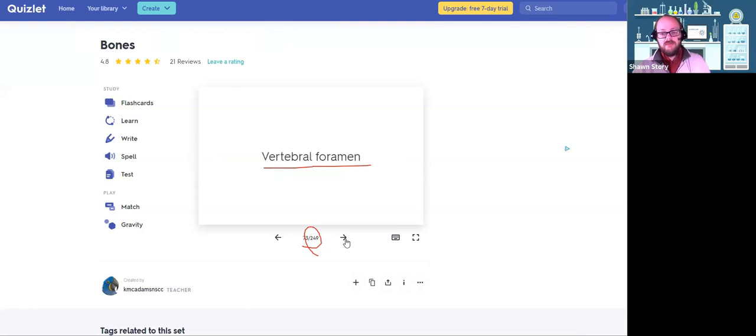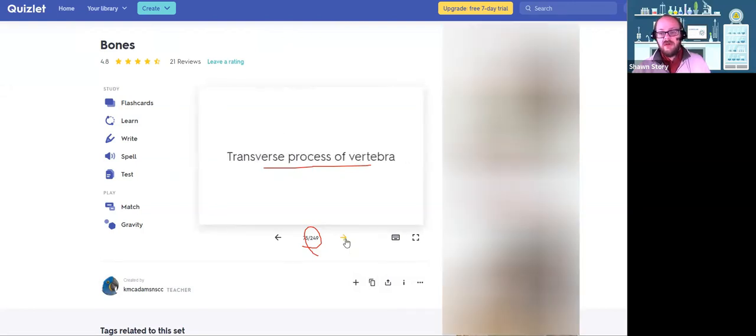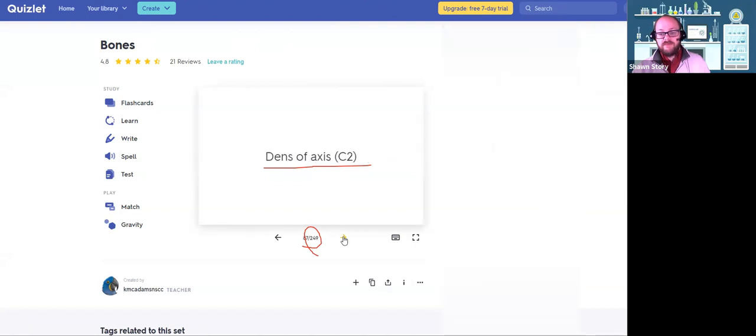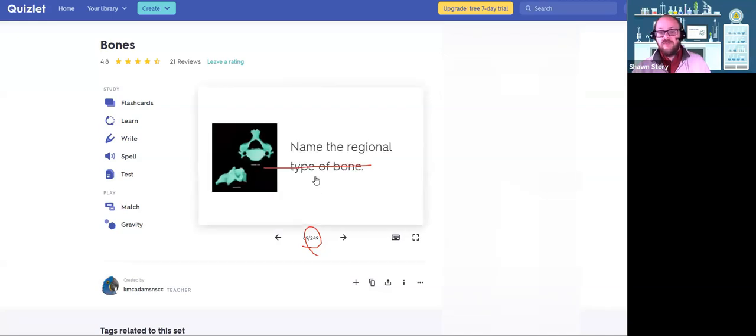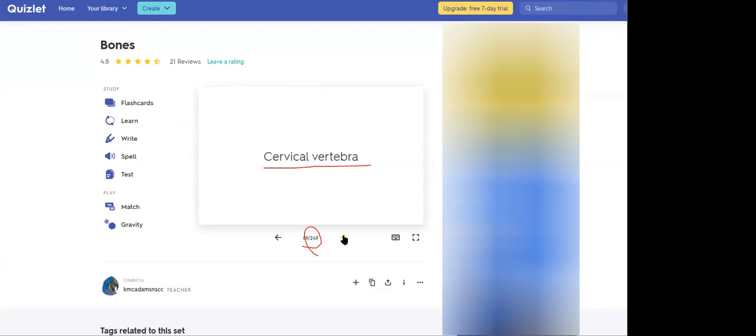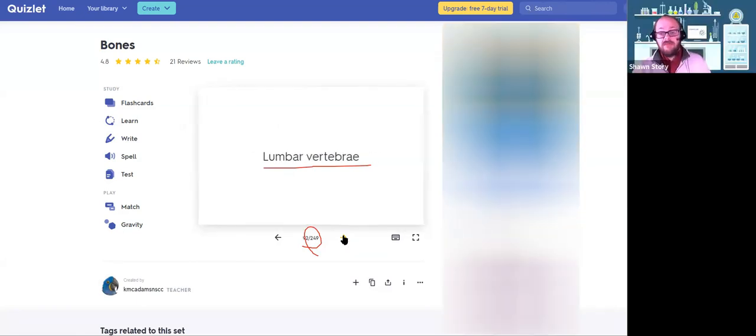And then I'll go to the next one. Like I said, there's a lot of bones. We only hit some of the major ones. The Atlas C1, I flip it over and it says, it's that part of the bone. The Axis C2. The cervical vertebrae. Cool, right? And this is a free resource online.